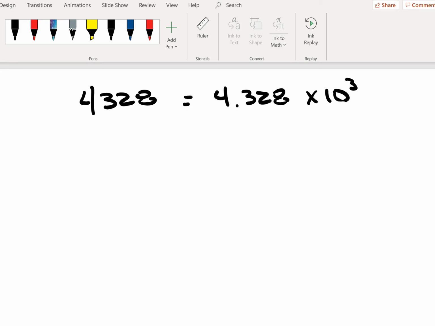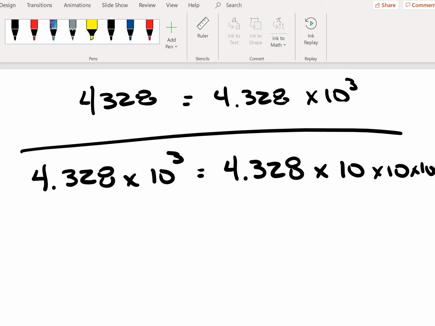For this video, we're going to look at those numbers that are ridiculously large, in other words, those that have positive exponents when expressed in scientific notation. So let's look at 4,328 and establish that it is indeed mathematically equivalent to 4.328 times 10 to the third power. We'll do that by expanding the exponent on the factor of 10 into its component parts.